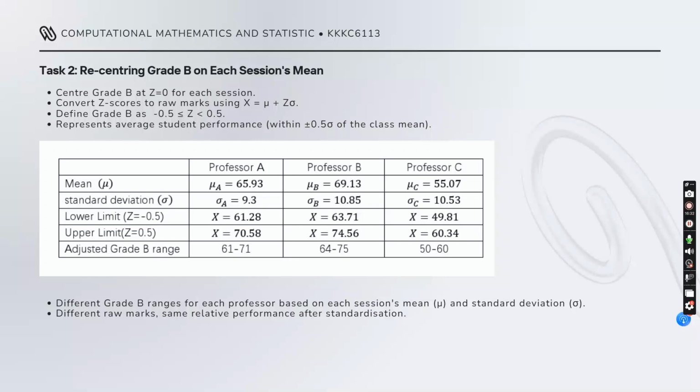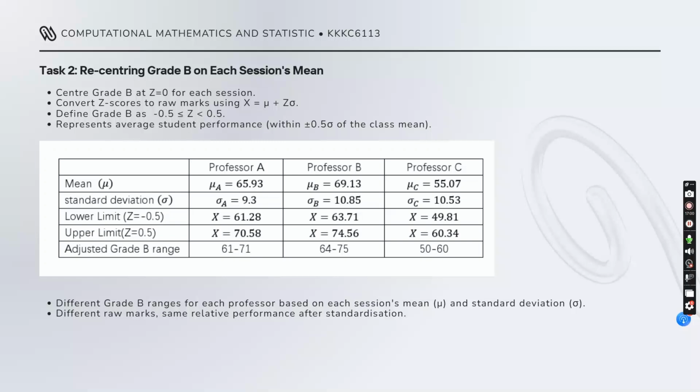To achieve this, I first standardize all marks into Z-scores, where the section mean corresponds to z equals 0. Since the assignment did not specify the width of grade B, I assume grade B covers the interval from negative 0.5 to positive 0.5. This range represents students whose performance is within approximately half a standard deviation of the class average.